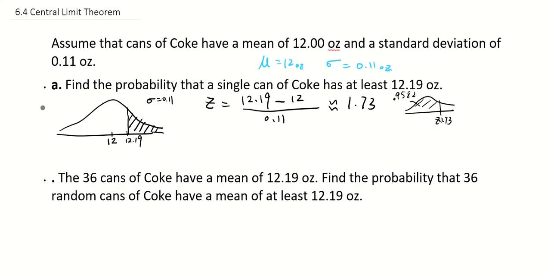So that means to the left of that z-score, the area is 0.9582, but we're looking for the area to the right of it, so you will use 1 to subtract 0.9582. What you get is 0.0418, which is the answer to this problem.